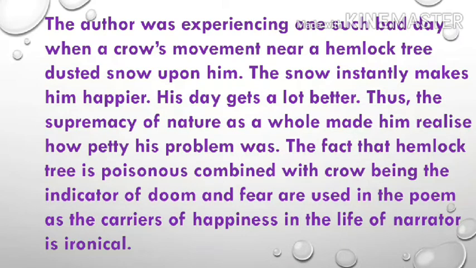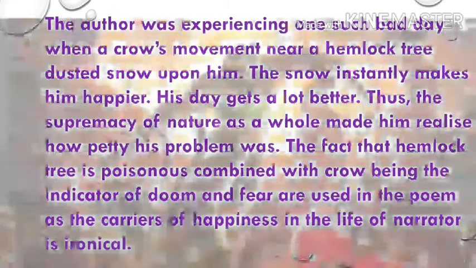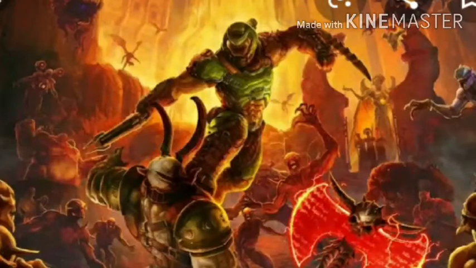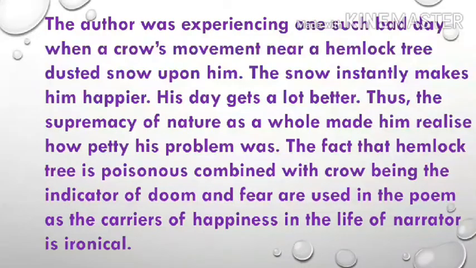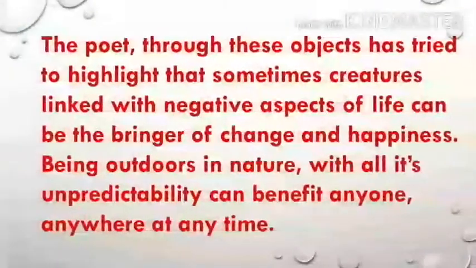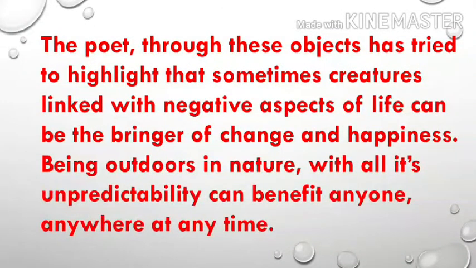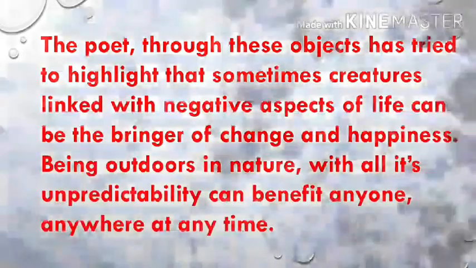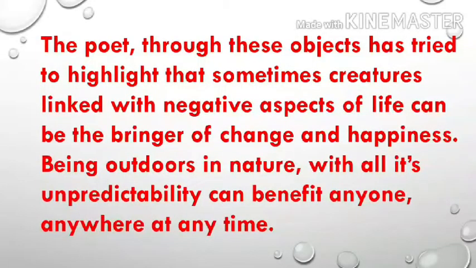The fact that the hemlock tree is poisonous, combined with the crow being the indicator of doom and fear, are used in the poem as the carriers of happiness in the life of the narrator, which is ironical. The poet, through these objects, has tried to highlight that sometimes creatures linked with negative aspects of life can be the bringer of change and happiness. Being outdoors in nature, with all its unpredictability, can benefit anyone, anywhere, at any time.